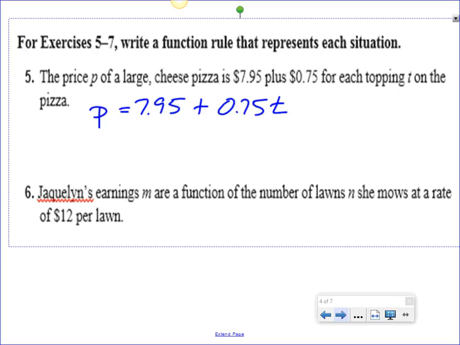Okay. Next one says Jacqueline's earnings, M, are a function of the number of lawns, N, she mows at a rate of $12 per lawn. So the money she makes is equal to the number of lawns she mows times 12. So 12 times the number of lawns she mows.